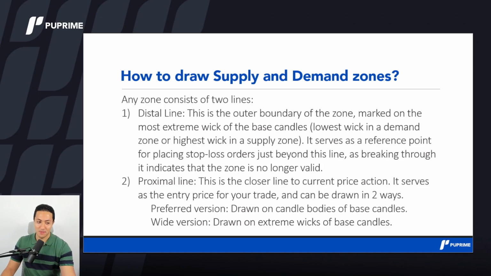Some opinions recommend the body instead of the wick. Why? Because here we have two versions: either the preferred version, which is drawn on the candle bodies of base candles, and the wide version, which is drawn on extreme wicks of base candles. So this is where subjectivity takes another slight role. Personally, based on my experience, I work with the preferred version.